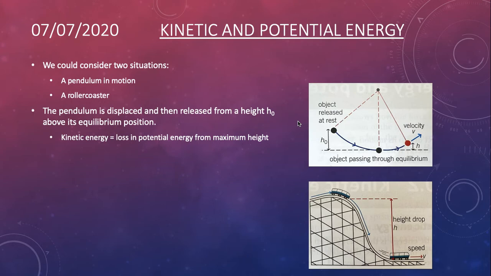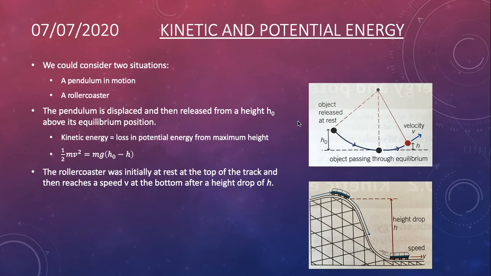When it gets through to that point in red, at height h, it's got a mixture. It's got partly potential energy, partly kinetic energy. And the kinetic energy it's got is how much potential energy it's lost from maximum height. So we're saying that half mv squared equals mg delta h, the change in height, which in this case is h0 minus h.